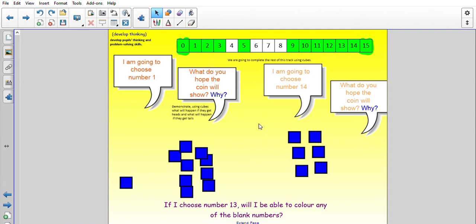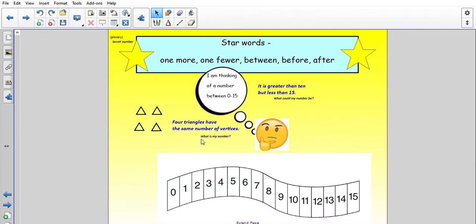Brilliant. So when you're playing your game, think really carefully about solving the problem of which number would be a good number to choose. Right, well done. I hope you managed to colour all of your numbers in.